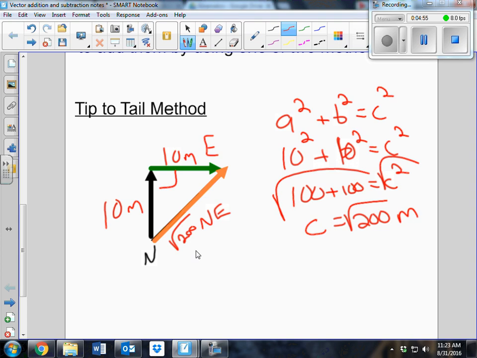So c is the square root of 200 meters, and since it's a vector, I have to include the direction, and so the direction would be northeast. Why? Because it's like I walked 10 meters north and 10 meters east. However, the resultant vector is like I walked the square root of 200 northeast. So it's like I just took that trip straight there.